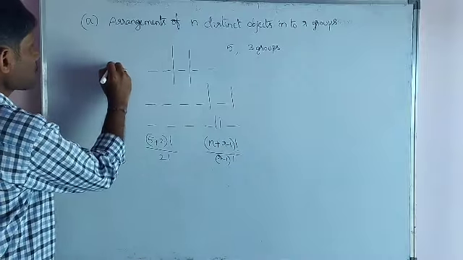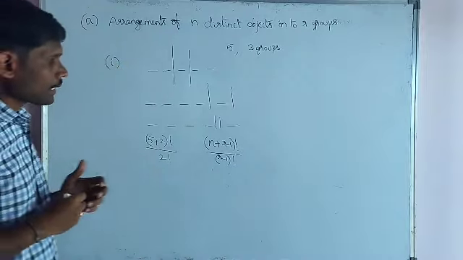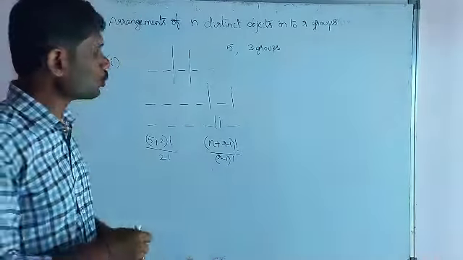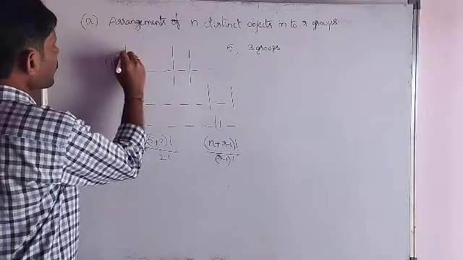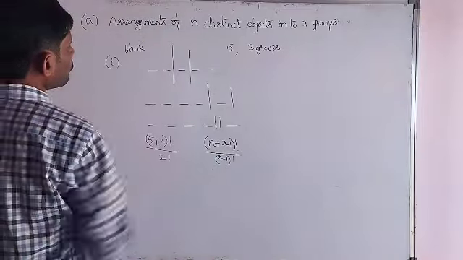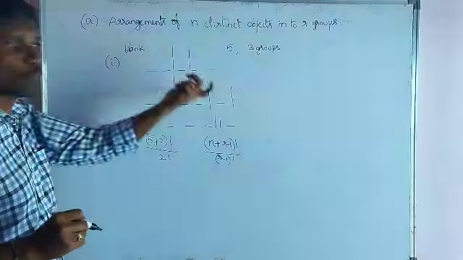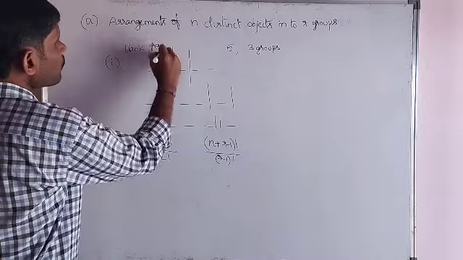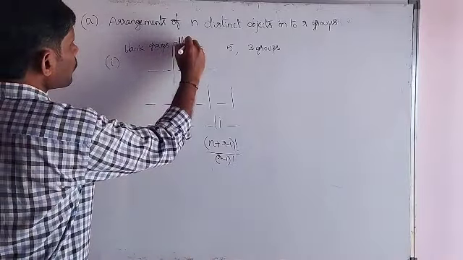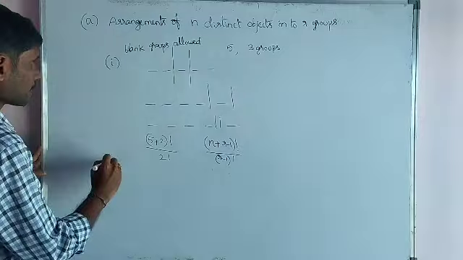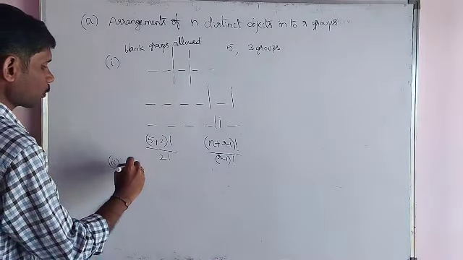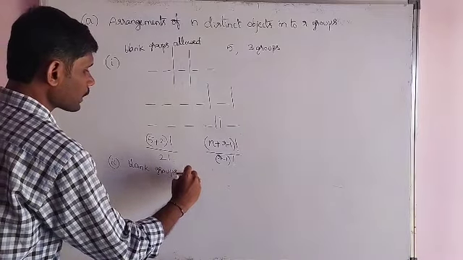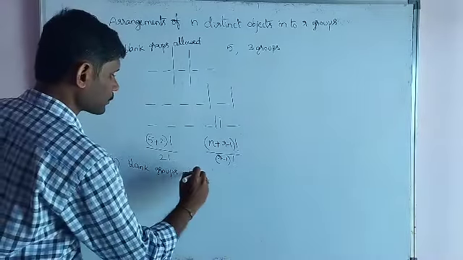So this is the first case we are considering here. Each group can contain any number of objects. So in short, blank groups allowed. Case 1, blank groups allowed. Or the group can contain 0 objects. Second, blank groups not allowed. That means each group should contain at least 1 object.